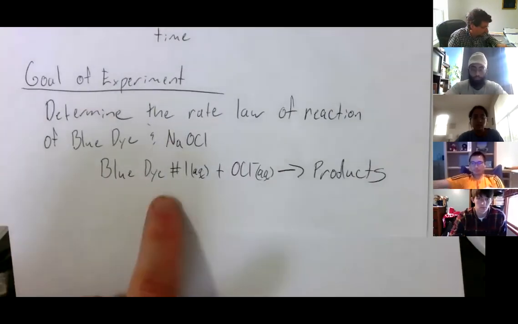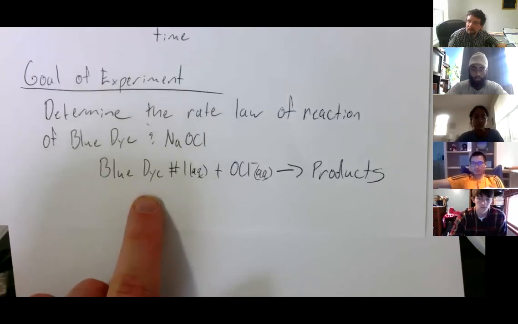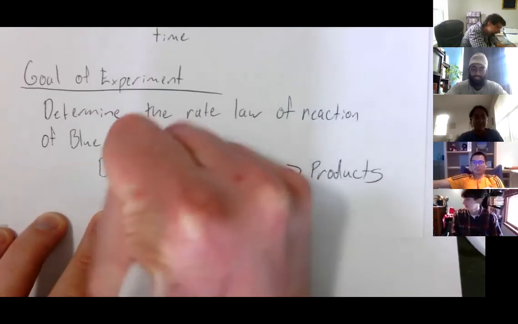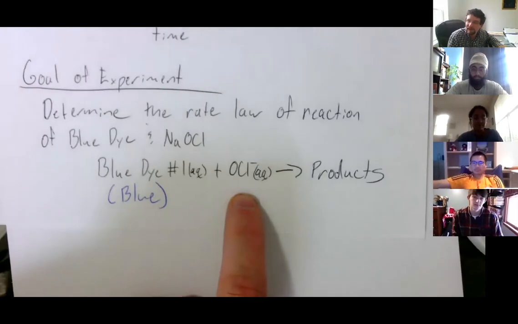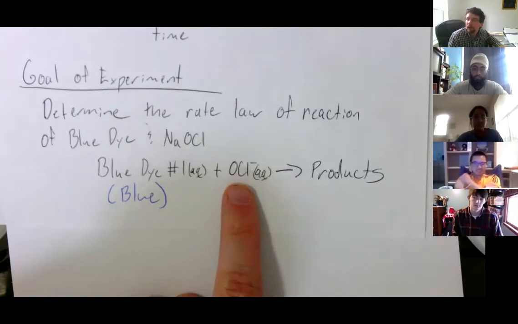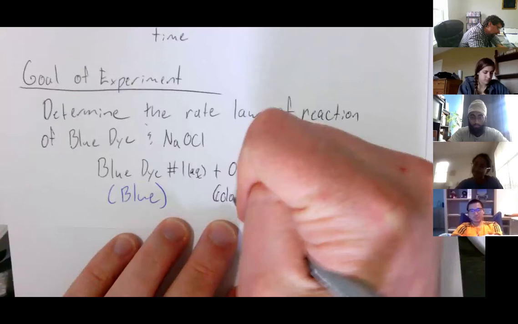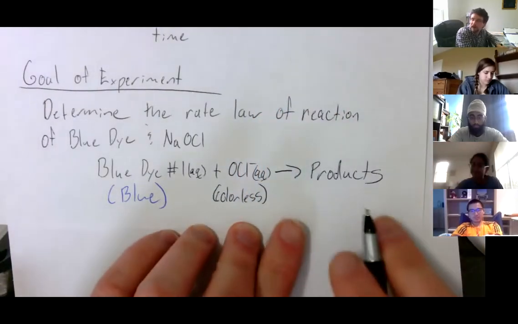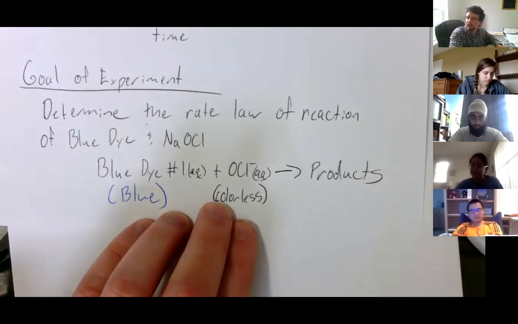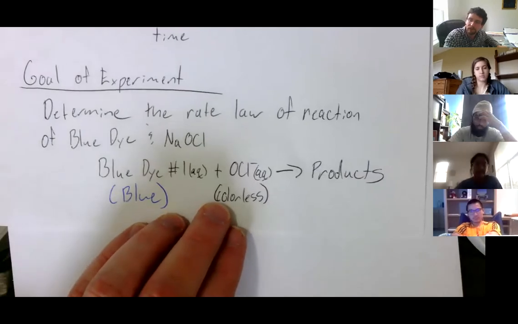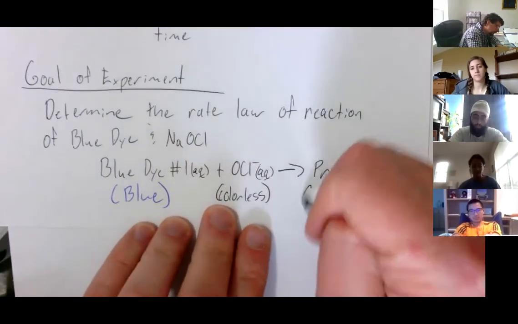So what color do you think this blue dye is? Blue. Yeah, it's blue. This hypochlorite, has anyone ever seen bleach? This is the active ingredient in bleach. So if you pour it out, what does it look like? Clear. Yeah, it's clear, it's colorless. And then our products, if you let this whole bleaching process happen, have you ever taken something that has a stain in it and you hit it with bleach? What happens to it? Takes all the color out. Yeah, so this is also colorless.